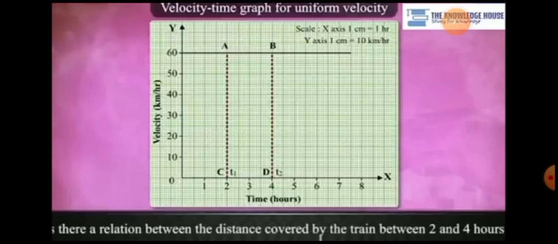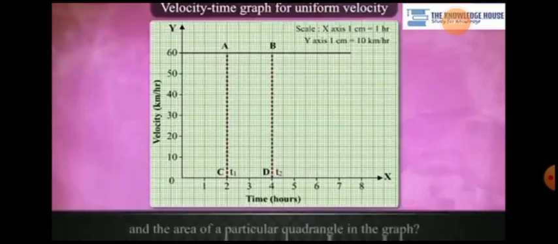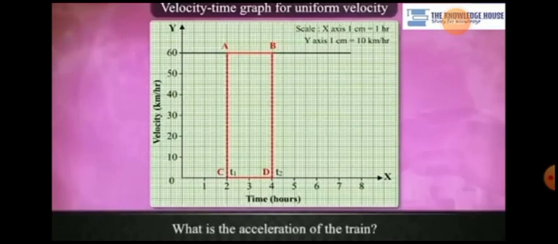2. Is there a relation between the distance covered by the train between 2 and 4 hours and the area of a particular quadrangle in the graph? What is the acceleration of the train?